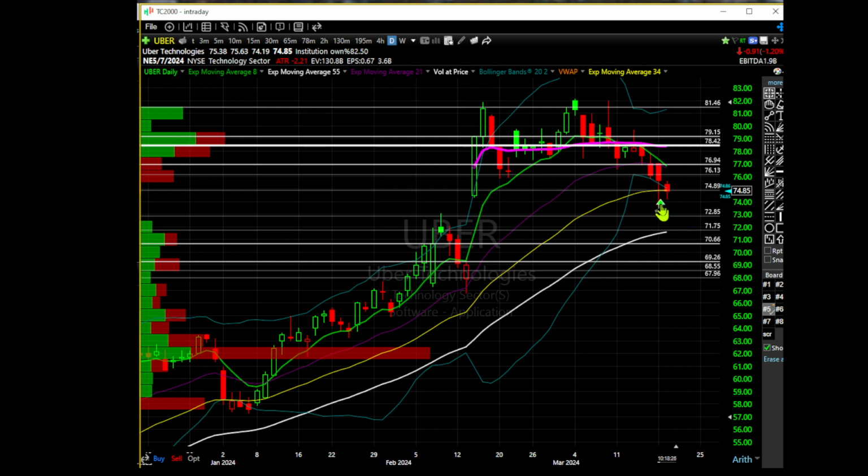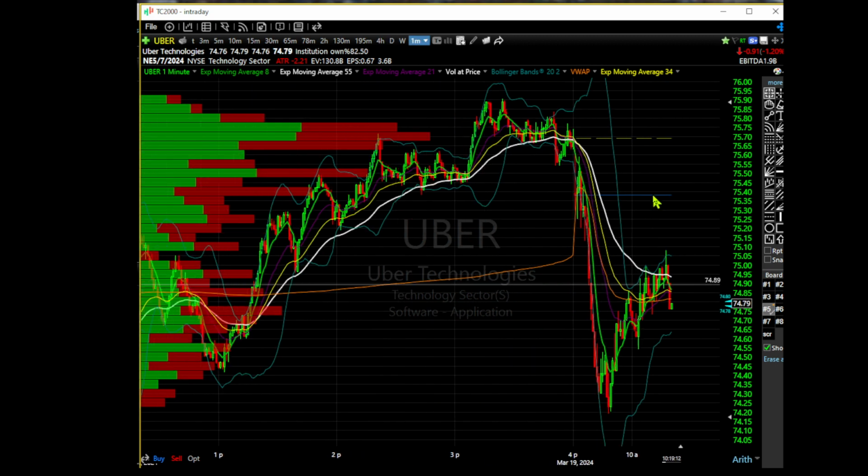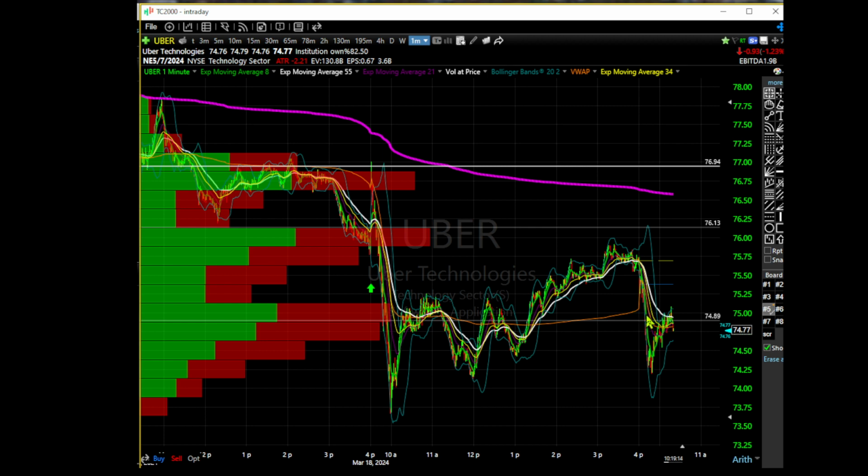Well, what if we don't? What is that called? That's called a break and a reclaim, right? And that's extremely bullish in my opinion. So what's happening on Uber right now is, all right, we broke down, we reclaimed, and all we've done today is we've literally retested the breakdown. So do you see this thin line right here?